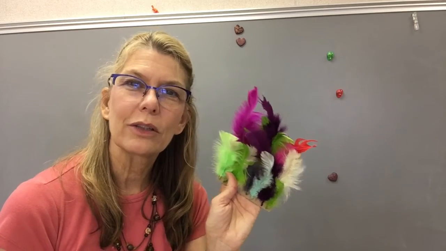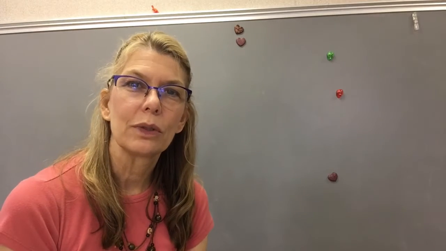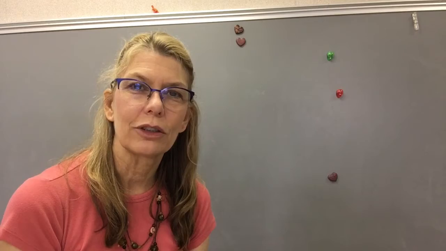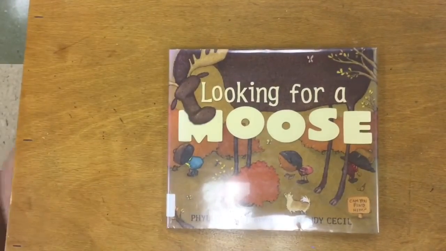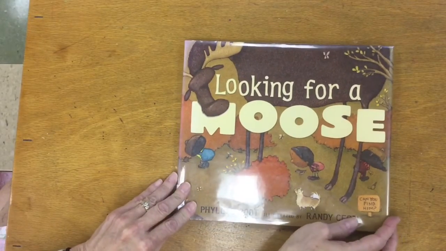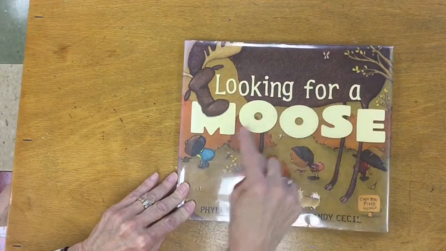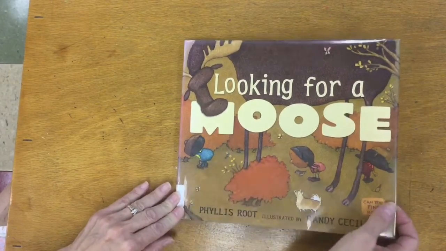So we're going to talk a little bit about texture. First, I'm going to read you a book, and then we're going to do a little activity with texture. First, we're going to read a book that has some very descriptive texture words in it. It's called Looking for a Moose by Phyllis Root.